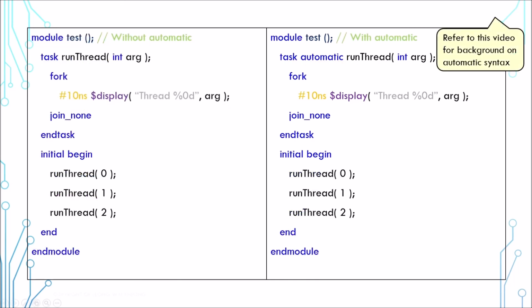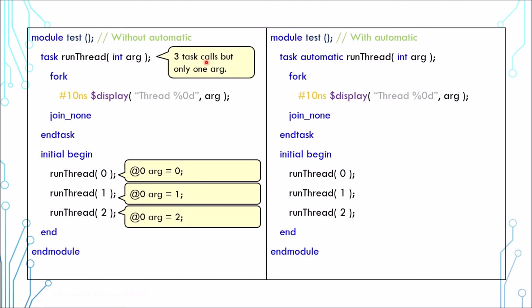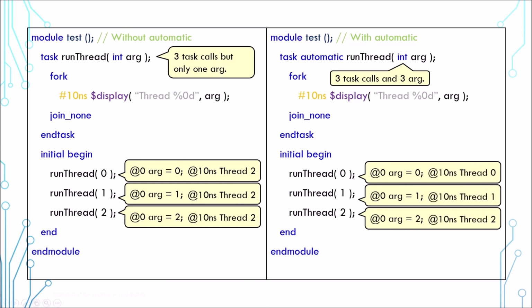Let's look at the behavior if you don't have the automatic keyword. Here we call the task 3 times, and every time we pass in a different argument value. Even though we call the task 3 times separately, there is only one argument arg, and arg takes the final value 2. So at the end, all threads print the same message. If you use the automatic keyword, argument arg is created per every task call. So at the end, every thread will get a different argument value and print its respective message.